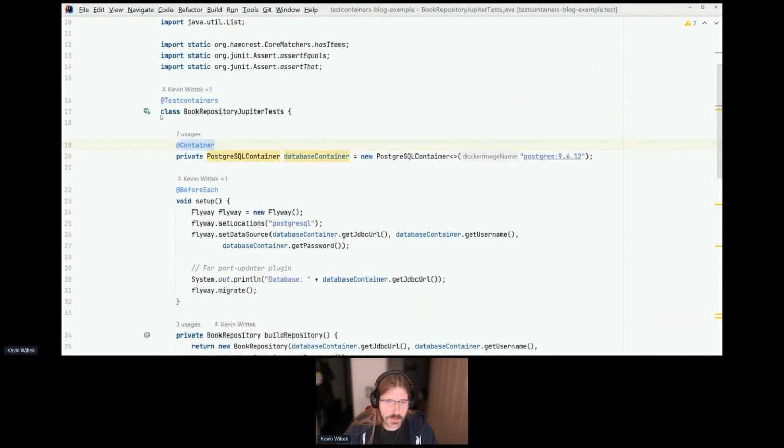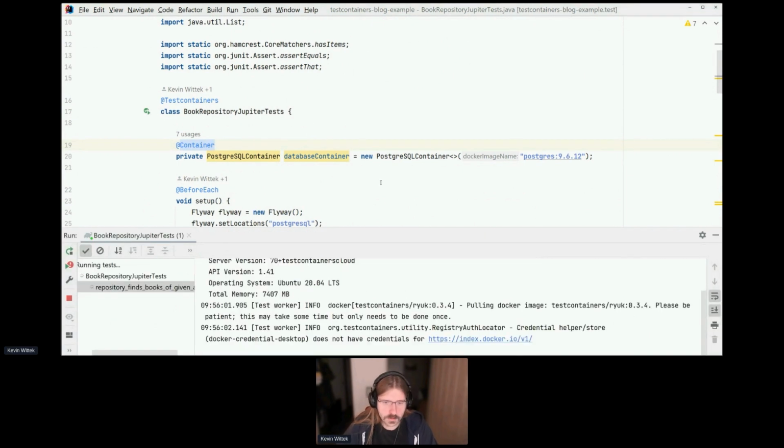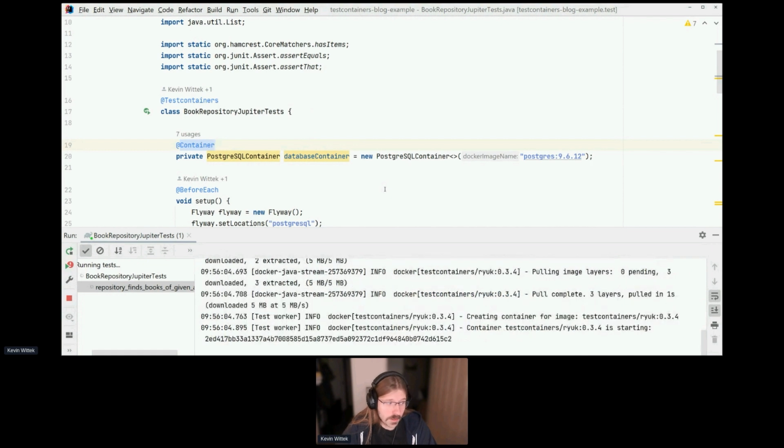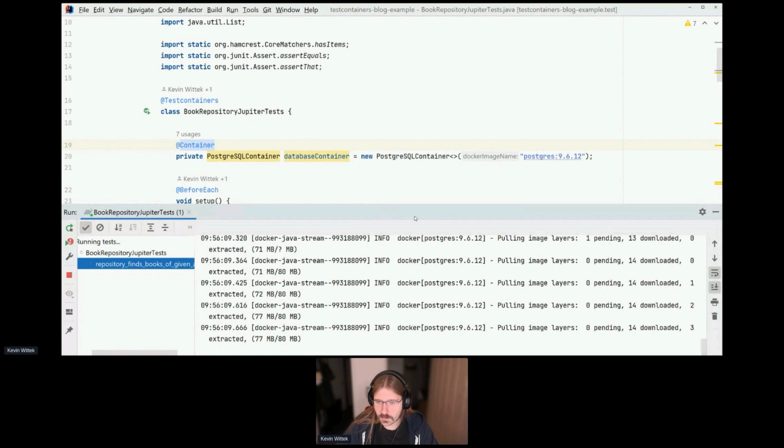So let's just run it. Testcontainers works on any operating system. So I'm on Windows here, actually. It works also great on Mac, of course, with Docker Desktop, and obviously on Linux with the native Docker.